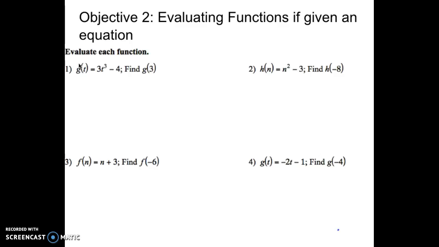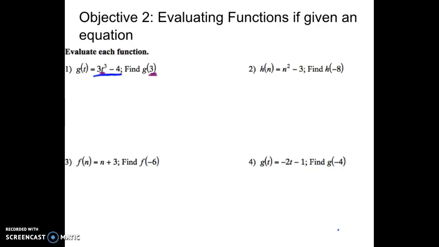Three things should jump out at you about functions: input, output, and the function itself. From the video that we just watched, I know that the input is within the function. I'm going to underline the function in blue. That piece is the function. The input goes inside of that function. So the input in this case is my t variable, and they're asking me to find g of 3. So in this case, the input is 3.